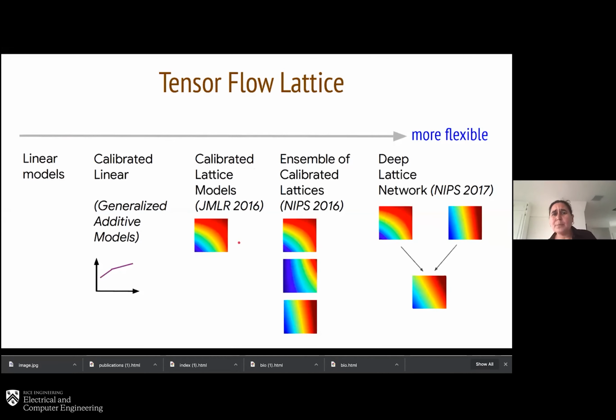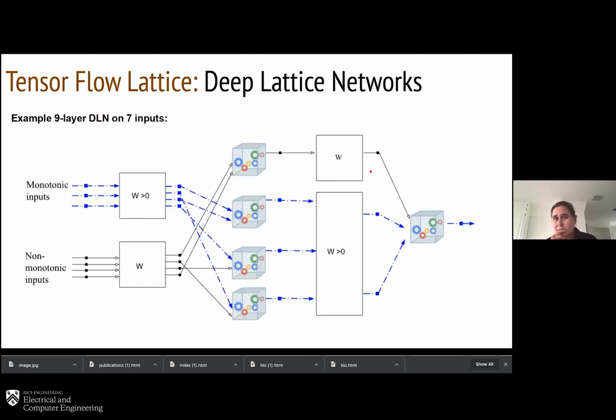So what we usually do in practice is actually make an ensemble of those calibrated lattices, much like you would have an ensemble of decision trees, but these are smooth and are easier to constrain. And then more recently, we worked on just sort of deeper models. So you can layer these things, and you can layer them also with linear layers and create sort of arbitrarily deep lattice networks. Here's an example architecture of a deep lattice network.